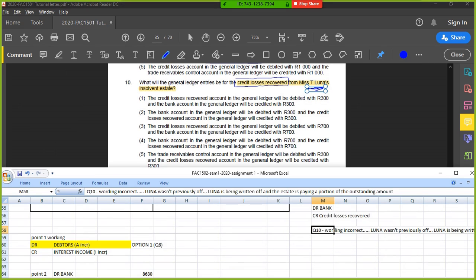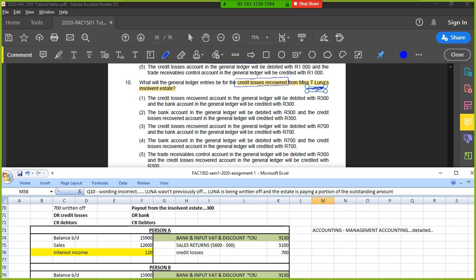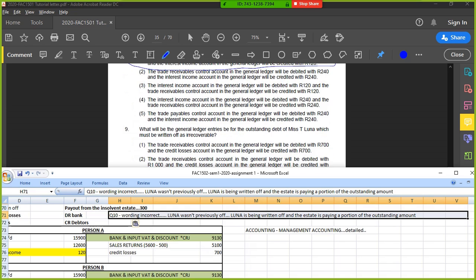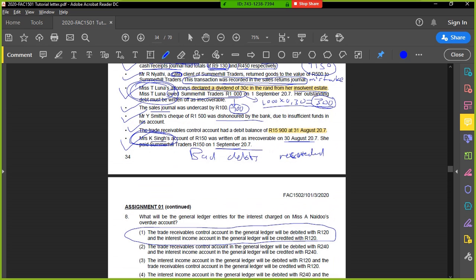Let me copy this again. Copy paste. I'm going to paste it next to this. Just to read it again. Question 10, wording is incorrect. Luna wasn't previously written off. Luna is being written off, and the estate is paying a portion. The only debtor that was written off previously was Singh. Singh was written off in August, and then she paid later on. That's bad debts recovered. That's credit losses recovered.